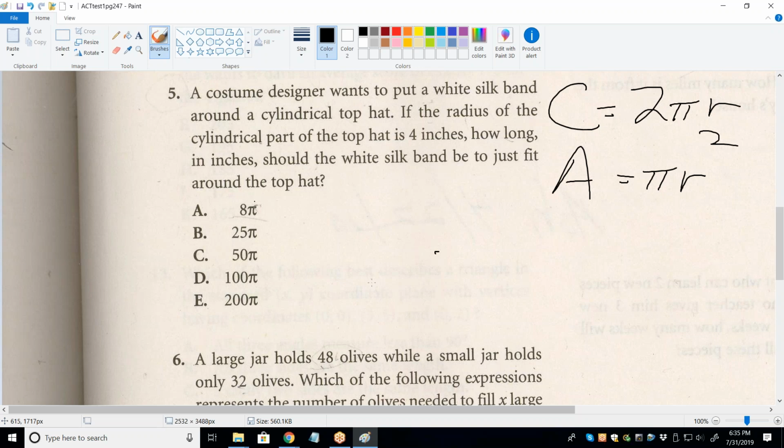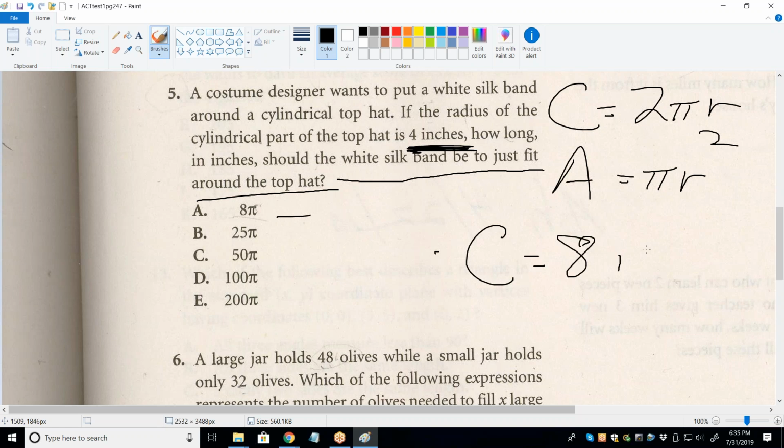And what should be the white silk band to just fit around the top hat? What is that? Circumference or area? Okay, so what is it? They give you the radius. Two pi 4 is 8 pi. Okay?